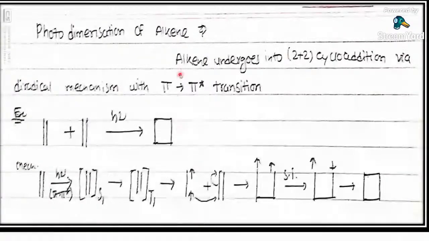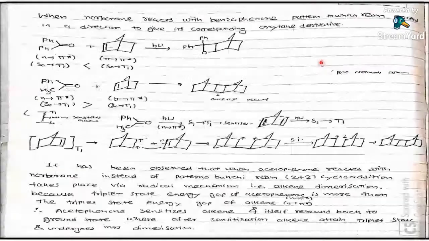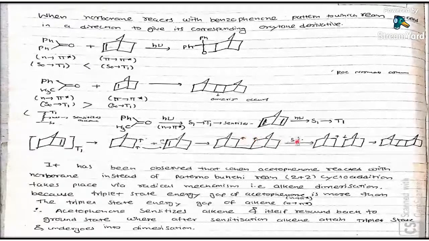Now, photodimerization of alkene. Alkene undergoes 2 plus 2 cycloaddition. As we have seen here in the case of norbornene, this group has been sensitized by this reactant, so it has formed two radicals, a diradical. One of the radicals will react with this radical. As a result, one of the radicals will be open at this side. Those radicals will have parallel spin, so they will undergo spin inversion, and after spin inversion the bond will form.